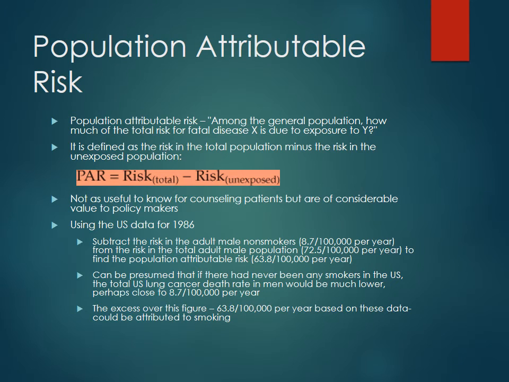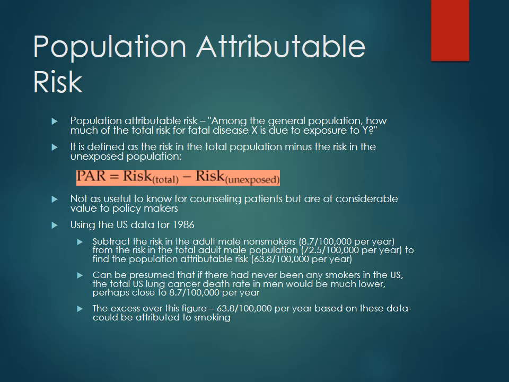Okay. The next thing we can look at is the population attributable risk. We can say here that among the general population, how much of the total risk for a fatal disease is due to an exposure to Y? So say we're looking at lung cancer deaths. Amongst the general population, how many of the lung cancer deaths were due to smoking? We can answer that question by looking at the population attributable risk.